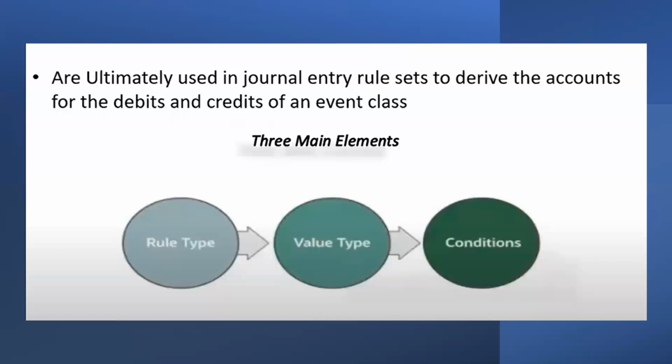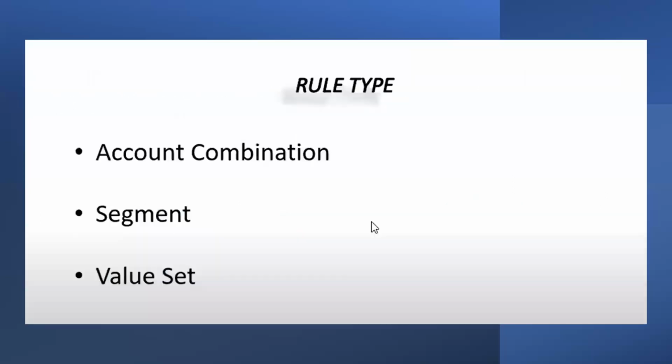There are basically three elements for the accounting rules, which are the rule type, value type, and the condition. For the rule type, we decide what type of rule we need at the time of create accounting of the custom rule. Then the value type, and after that we can define the condition. So let's discuss the rule type.